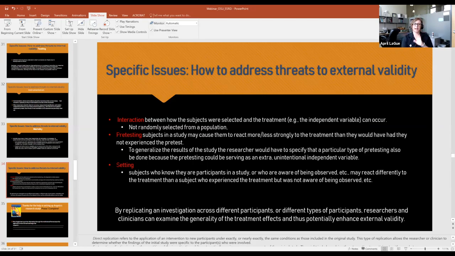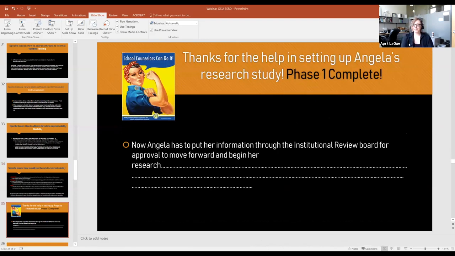And these are three specific threats to external validity that the best way to address is by replicating across different participants, different types of participants, those kinds of things, so that you can look at these trends and behaviors and establish that trend in behavior across studies, so you have large amounts of evidence. But again, single case replicating studies adds to the external validity. So all of that was just setting it up.